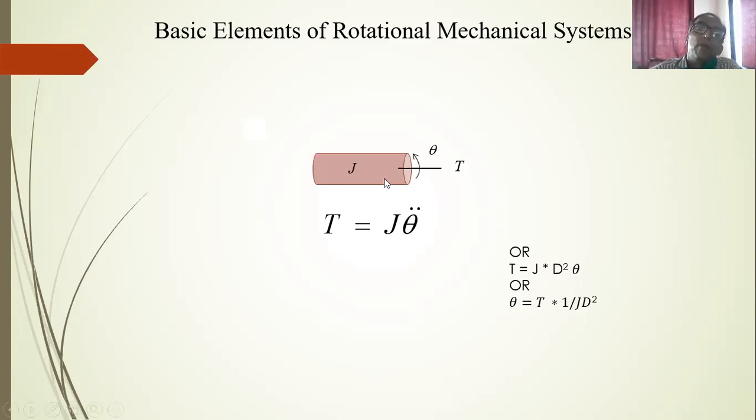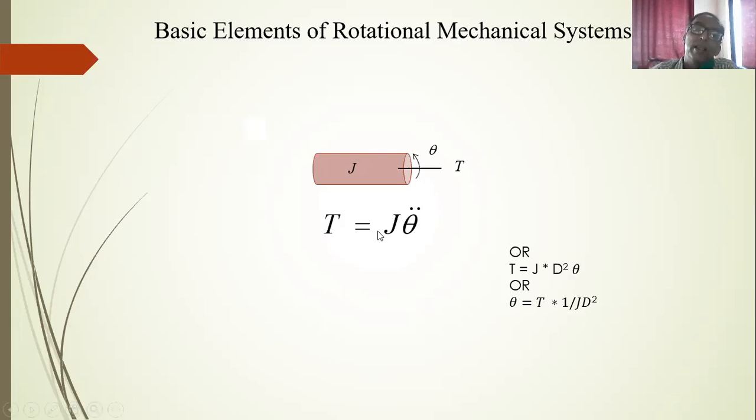So instead of mass, I'll have mass moment of inertia. Any rotational inertia component will be represented by the torsional mass, or mass moment of inertia J.